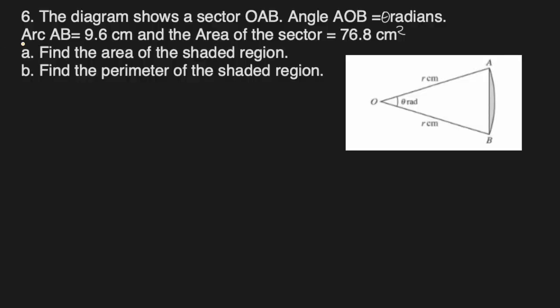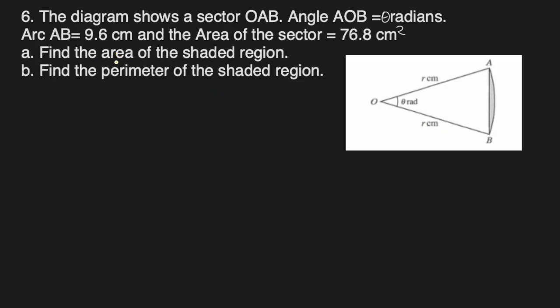In question 6, the diagram shows a sector. This is angle theta, in radians, at the center, and r is the radius of the sector. The area is 76.8. The arc AB is 9.6 centimeters, and you have to find the area of the shaded region, and then in part B, the perimeter of the shaded region.